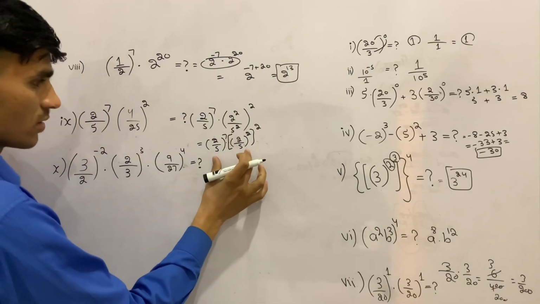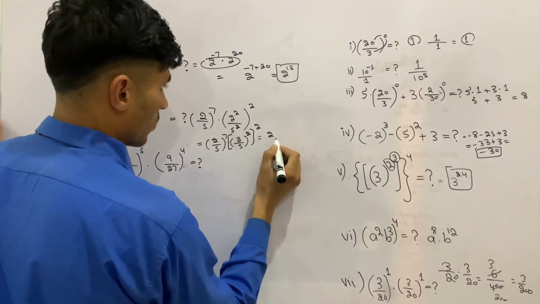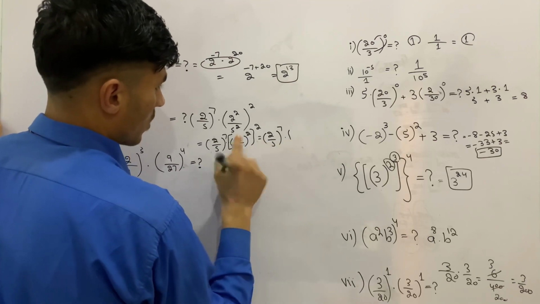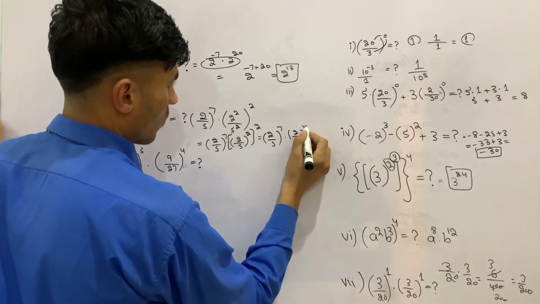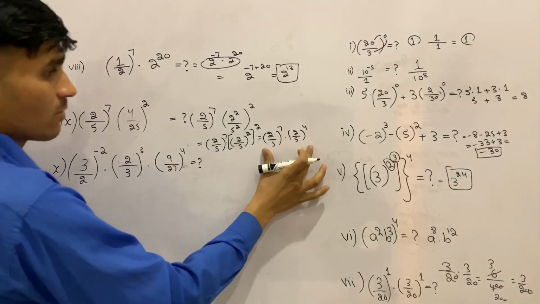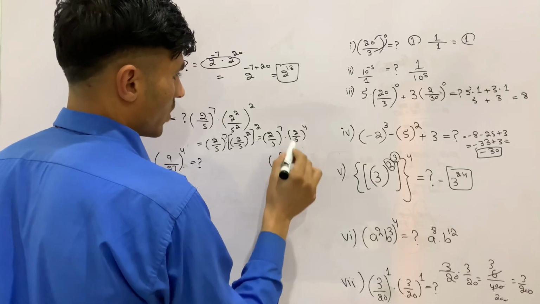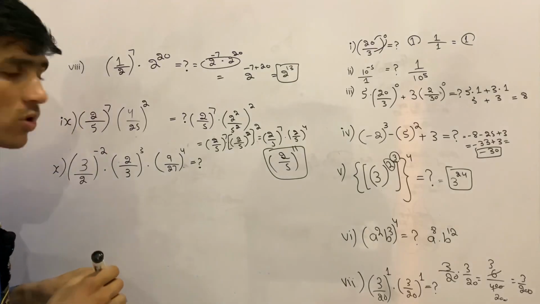Look here, we can do more with it. 2 over 5 whole to the power 7, multiplied by 2 over 5 whole to the power 2 times 2, which is 4. Look here, the bases are the same. You have to add up the exponents: 2 over 5 whole to the power 7 plus 4, which is 11. Our final answer. I hope you got it.